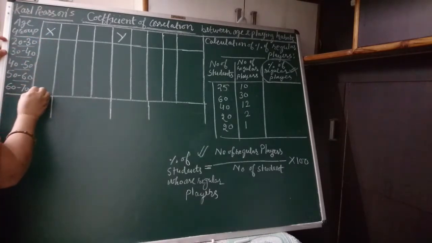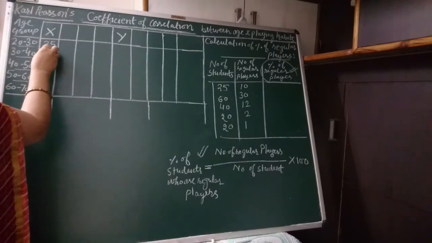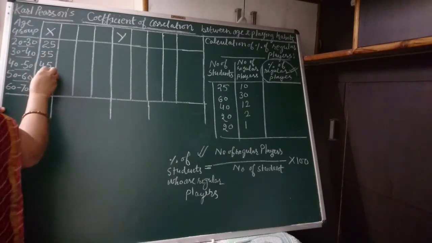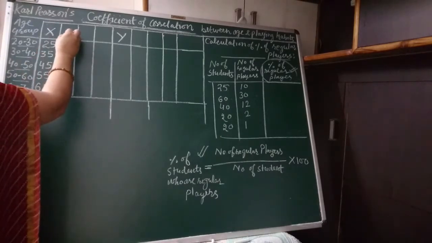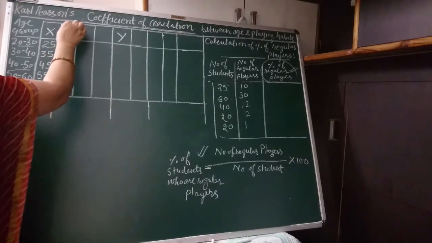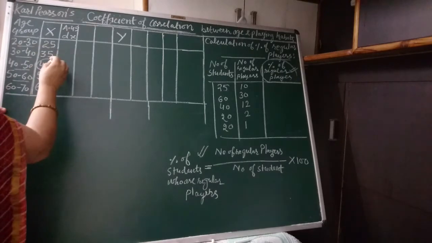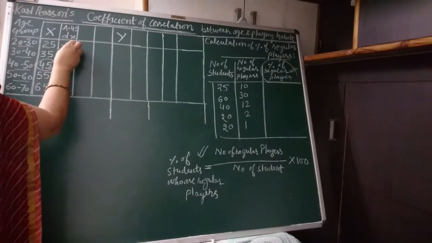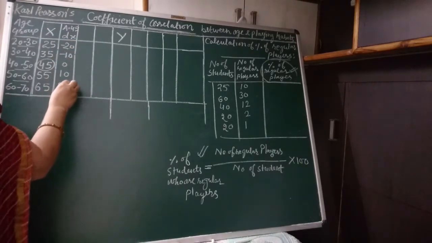So let us calculate the mid values: 25, 35, 45, 55 and 65. Then we have to calculate dx. For the calculation of dx, let us assume a middle value, which is 45. We assume 45. 25 minus 45 is equal to minus 20, minus 10, 0, 10 and 20.